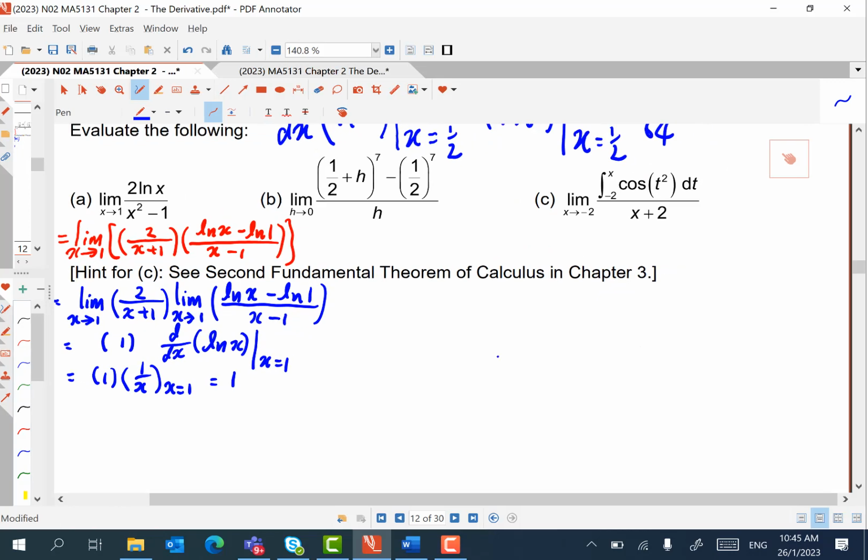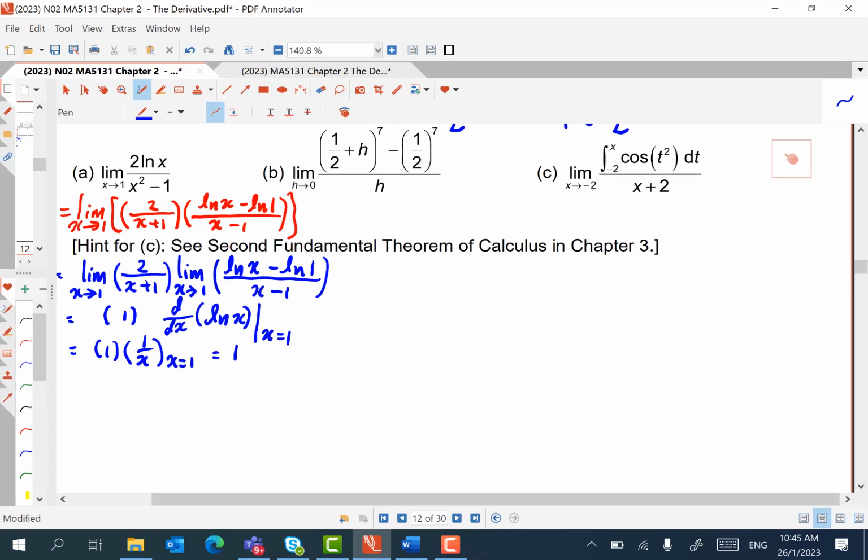For part C, let me do part C in this manner.